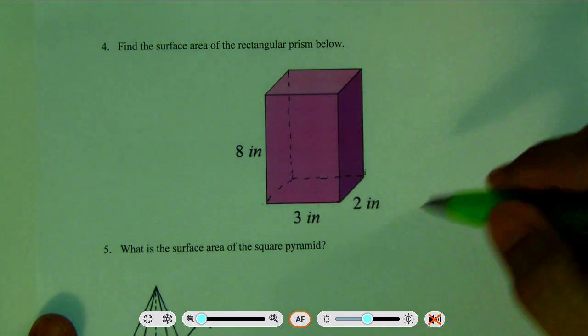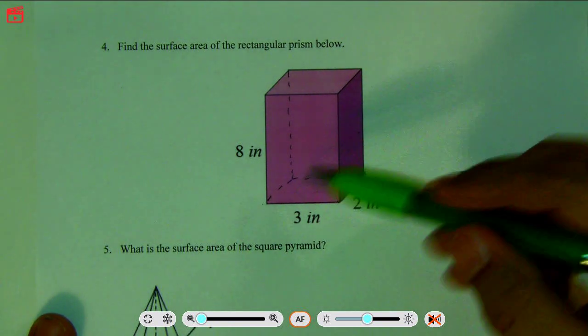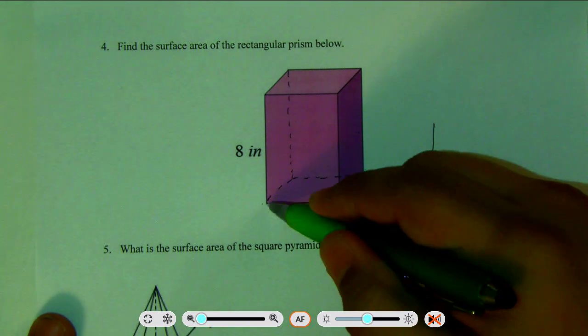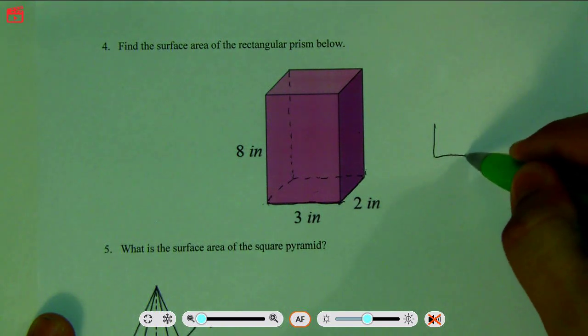So you have to be a little creative and just try to picture what this would look like if we unfolded it. So I always start with the base. The base is mentioned as 3 inches by 2 inches, so laid flat.